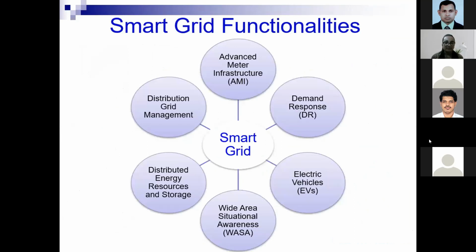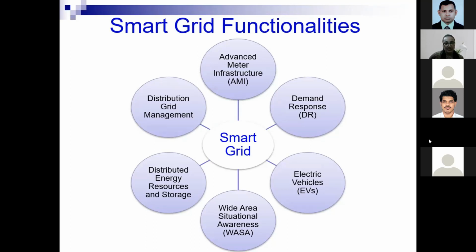These are the main functionalities of the smart grid. First one, the advanced metering infrastructure. The advanced metering infrastructure generally allows utilities to collect, measure, and analyze energy consumption data for various purposes. For example, grid management, outage notifications, or billing purposes. For these things, advanced metering infrastructure is quite important, and it is one of the main functionalities of a smart grid.